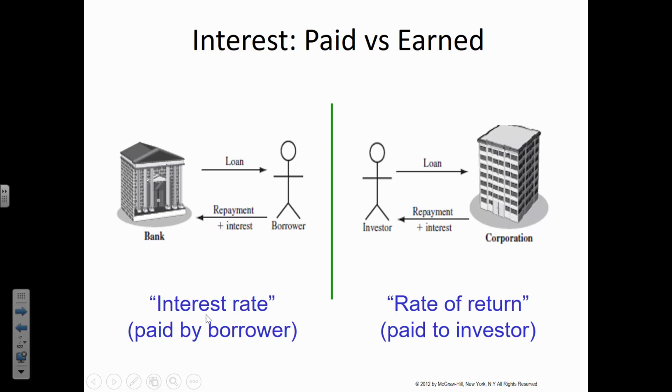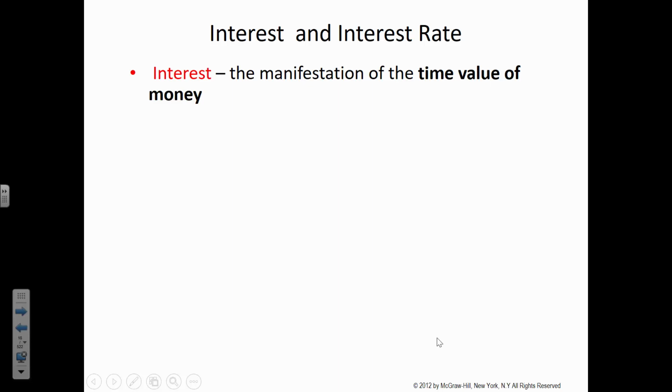So the interest rate and rate of return have the same basic formula, but the reason why the phrase is different is the difference in perspective of who's getting the money and who's giving the money. So in the case, for instance, of an investor loaning money to a corporation, when they get the extra money back, they're thinking of that in terms of a rate of return rather than the interest that they paid.